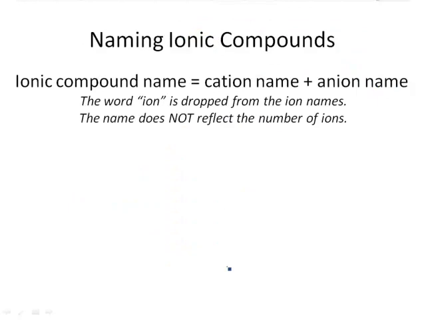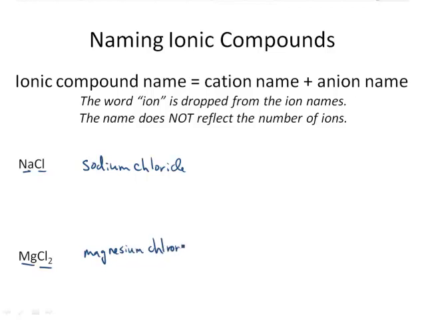When you name ionic compounds, you essentially just take the two names, the anion and the cation, and put them together. The thing that's different from covalent compounds is you don't use the prefixes like di and tri and stuff like that. So NaCl is sodium chloride because the sodium ion is the cation, the anion is chloride ion, so you just call it sodium chloride. MgCl2 has magnesium ions and chloride ions, and so it's magnesium chloride. It is not magnesium dichloride.